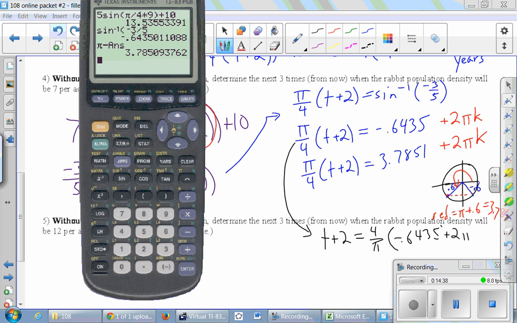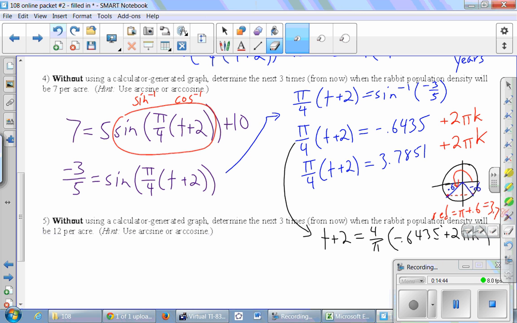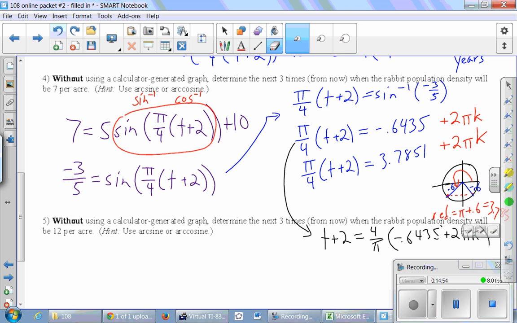Plus 2 pi k there. What happened? Holy cow. That's what happened as I used the big eraser. Maybe this one. We're just going to stop. Okay, so we'll leave that as it is.